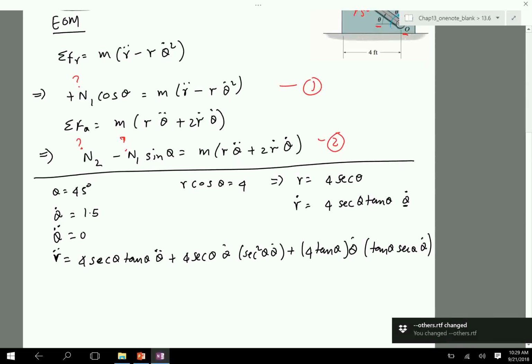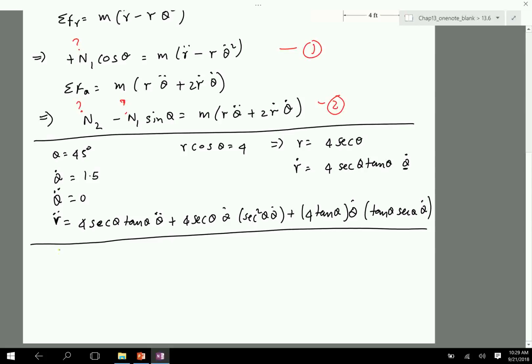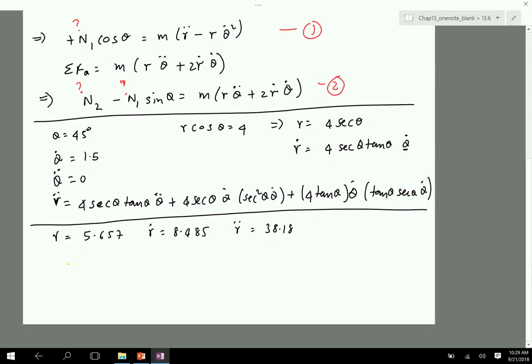Okay, so in this expression, all I do is put theta equals 45, theta dot equals 1.5, and theta double dot equals 0. So I can find r dot and r double dot. Once I get that, I put that in equations 1 and 2, the right hand side, and I can solve for N1 and N2. If you put in the values, you get r equals 5.657, r dot equals 8.485, and r double dot equals 38.18. Then solving for N1 gives me 8.472 lb, and N2 is 12 lb.